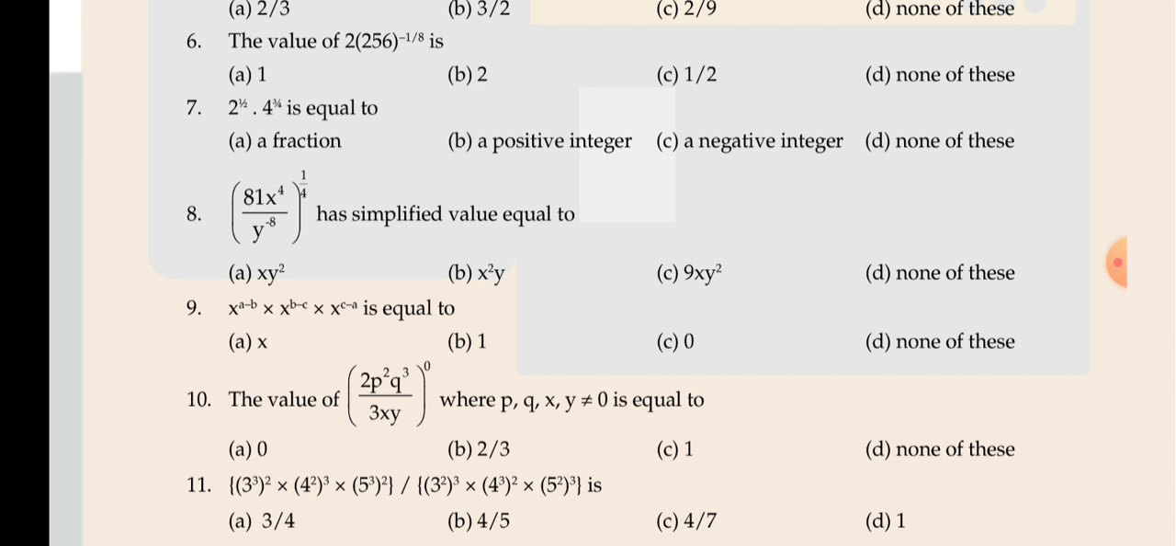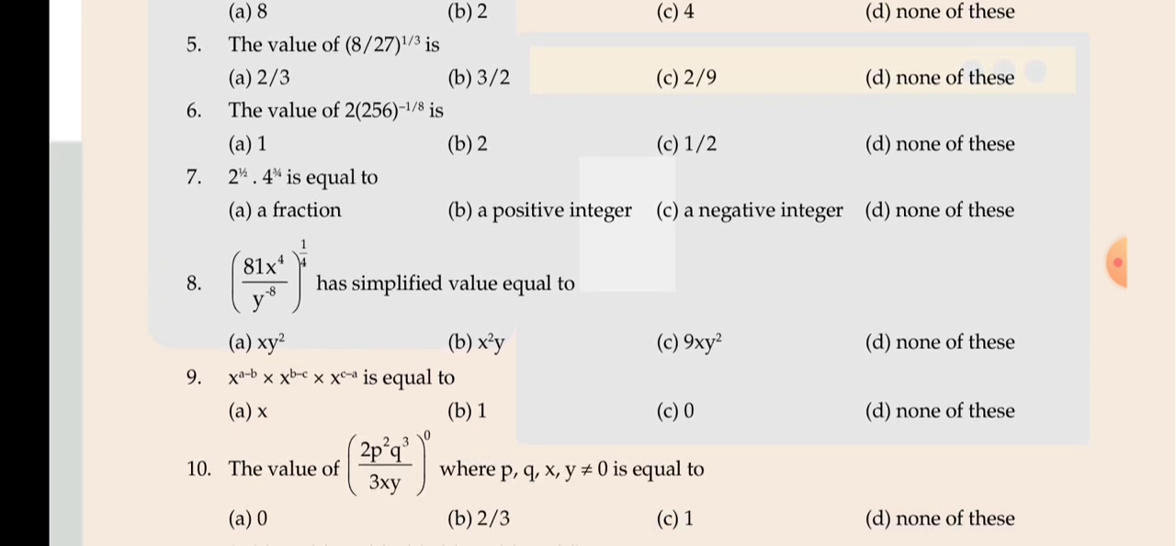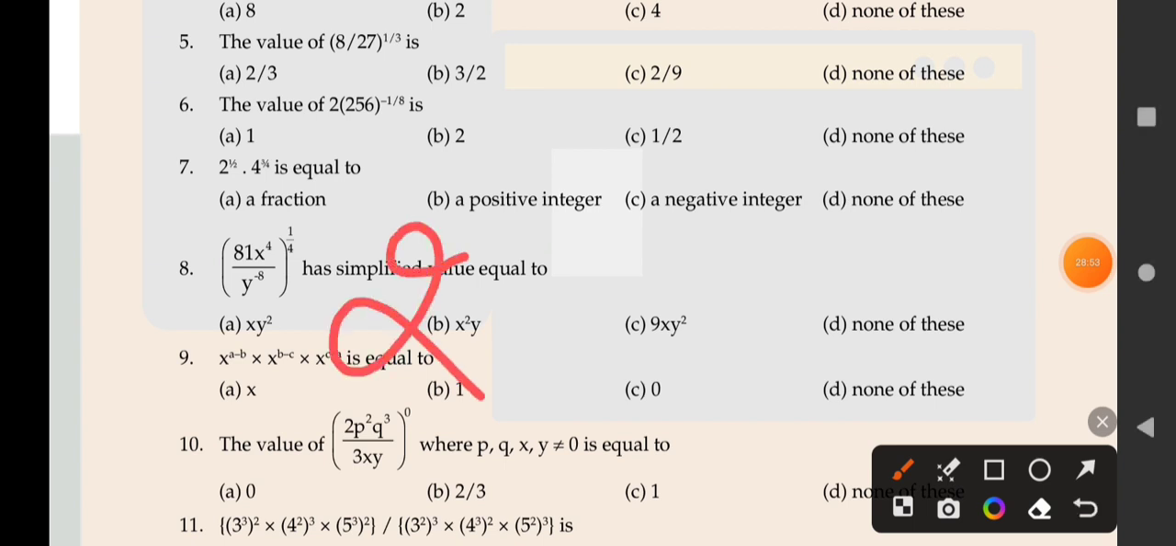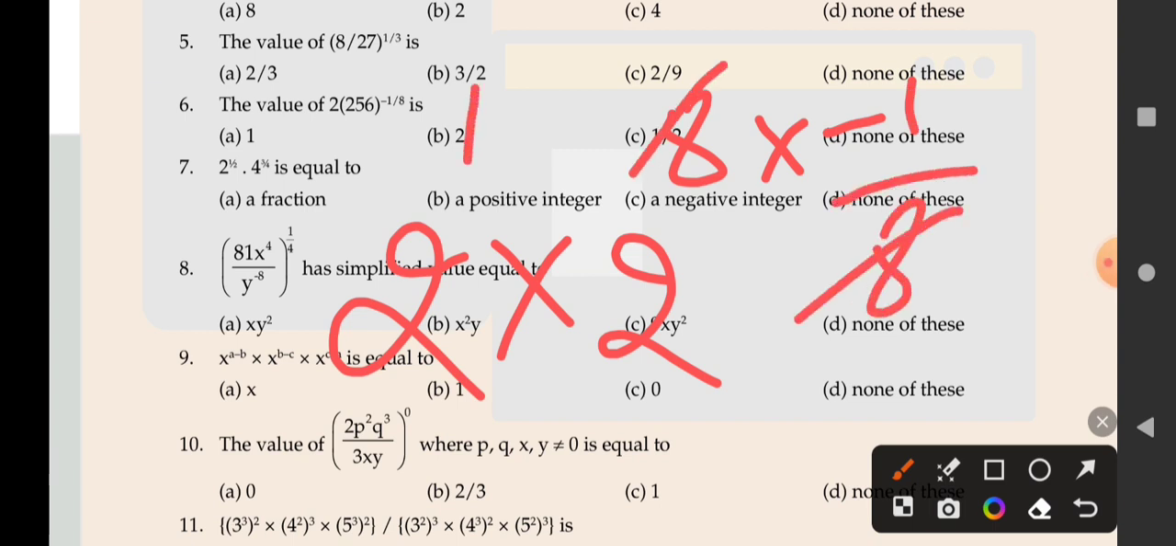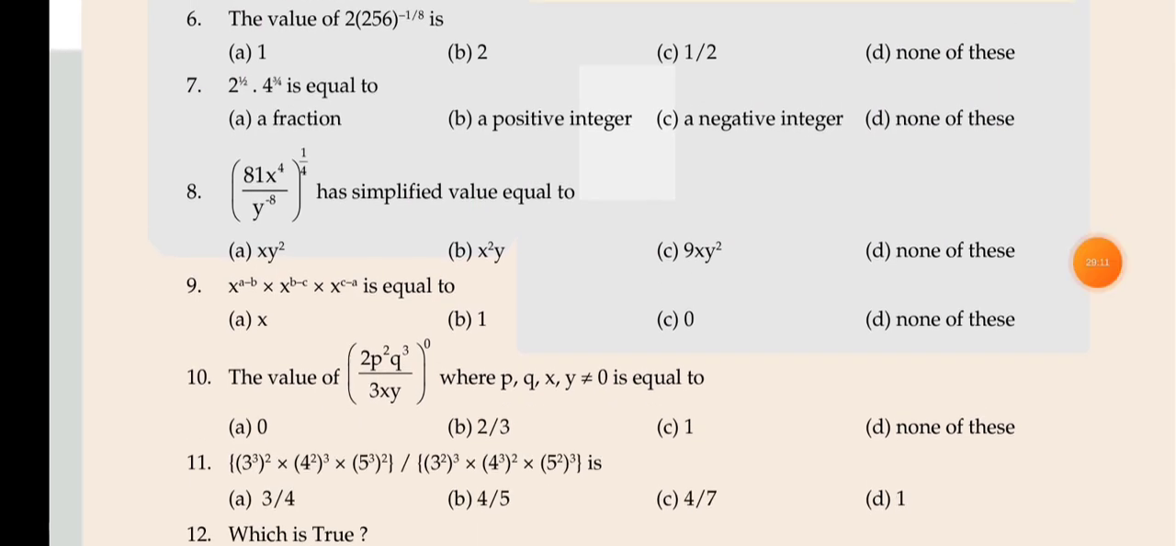So it is 8th. Okay, hold on. 2 into 2 power 8 into minus 1 by 8. So 8 cancel, and this is plus 1 minus 1 cancel. So it is 2 power 0, which is equals to 1. Okay, it is very simple. Option A.